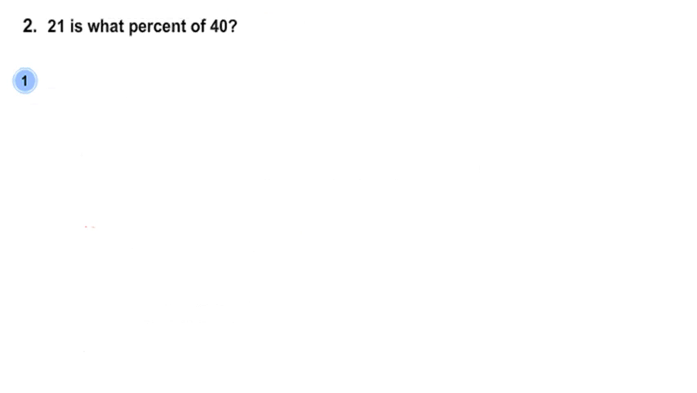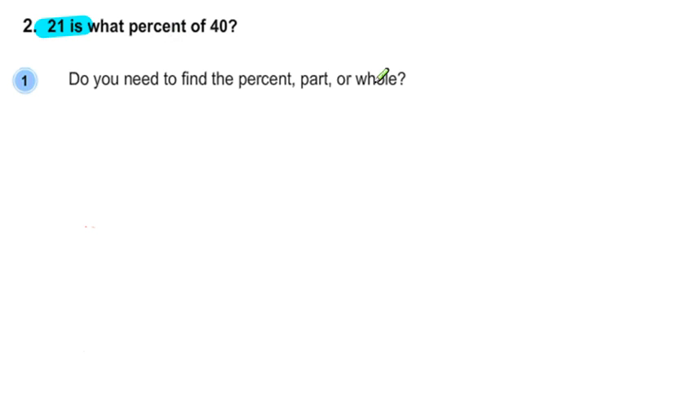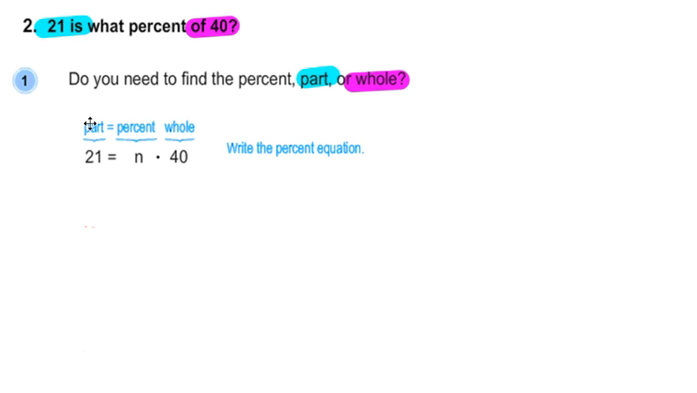Our next example is: 21 is what percent of 40? We're going to take a look at which numbers we have and which ones we need to solve. We have the word is here, which usually represents our part, and we have of, which usually represents our whole, and we don't know what our percent is because it says what percent. So now we substitute what we know into our equation of part equals percent times whole. Our part is 21, our percent we don't know, so we're going to call it n, and our whole is 40. So we have an equation of 21 equals 40n.